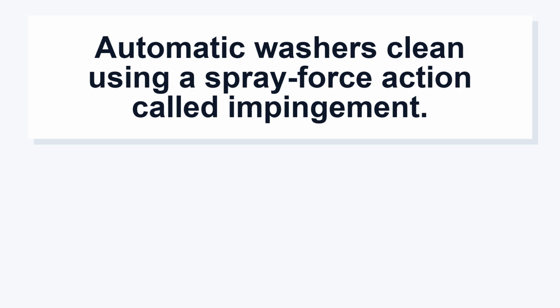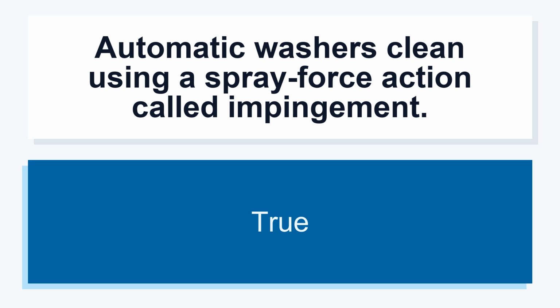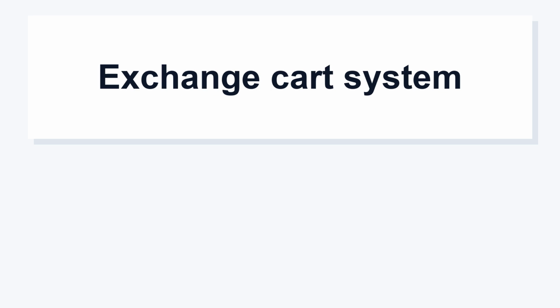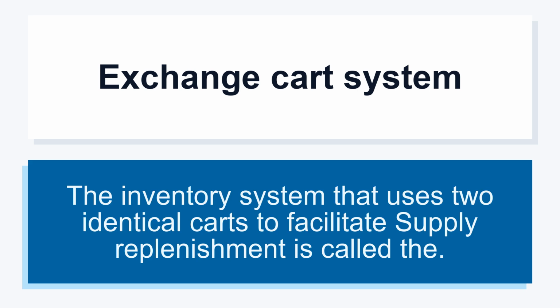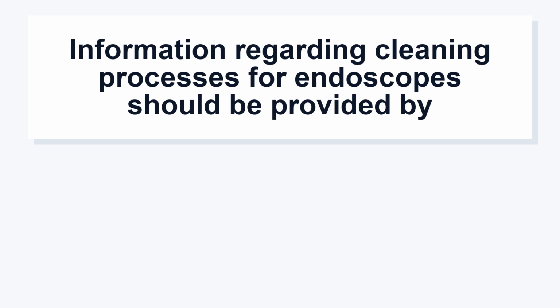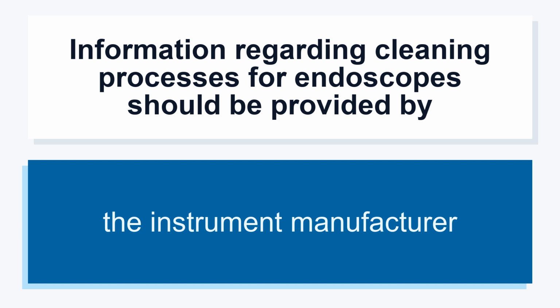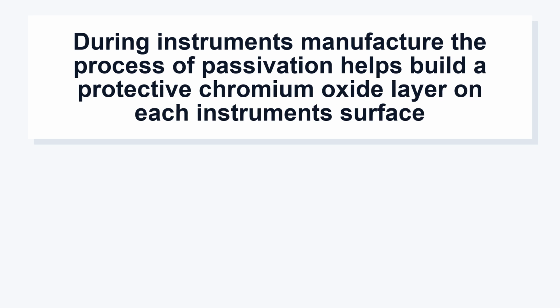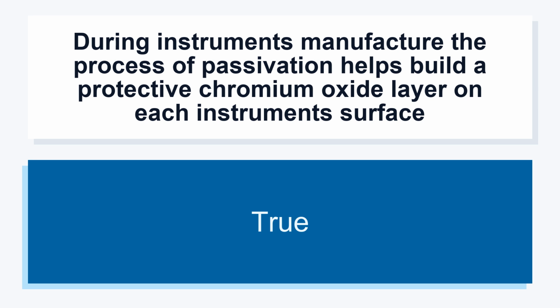Automatic washers clean using a spray force action called impingement. True. Exchange cart system. The inventory system that uses two identical carts to facilitate supply replenishment is called the exchange cart system. Information regarding cleaning processes for endoscopes should be provided by the instrument manufacturer. During instrument manufacture, the process of passivation helps build a protective chromium oxide layer on each instrument's surface. True.